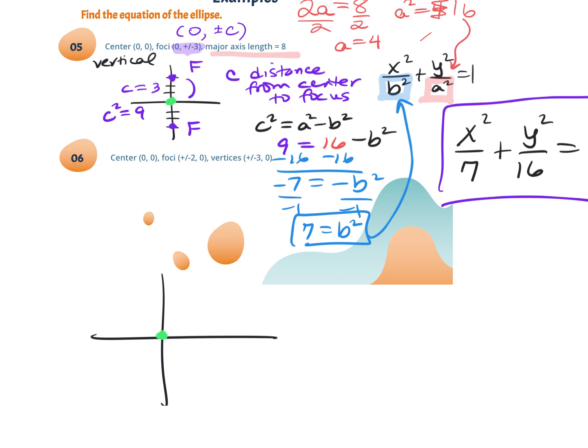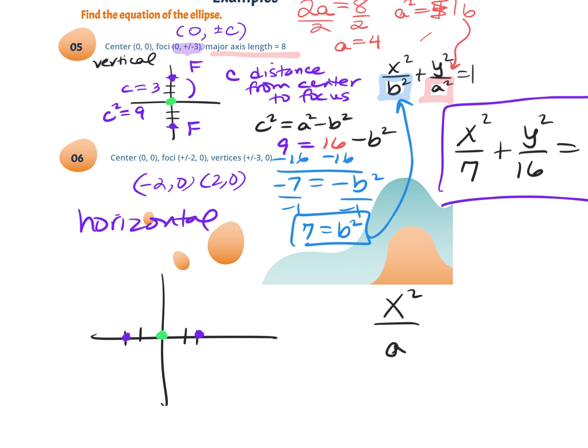I've got focus points at (-2, 0) and (2, 0), so 1, 2, 1, 2. Notice this time my focus points are on the x-axis, so my graph is going to be horizontal. So the equation that I'm going to be filling in is x squared over a squared, because that's where my focus points are located, on the x-axis.